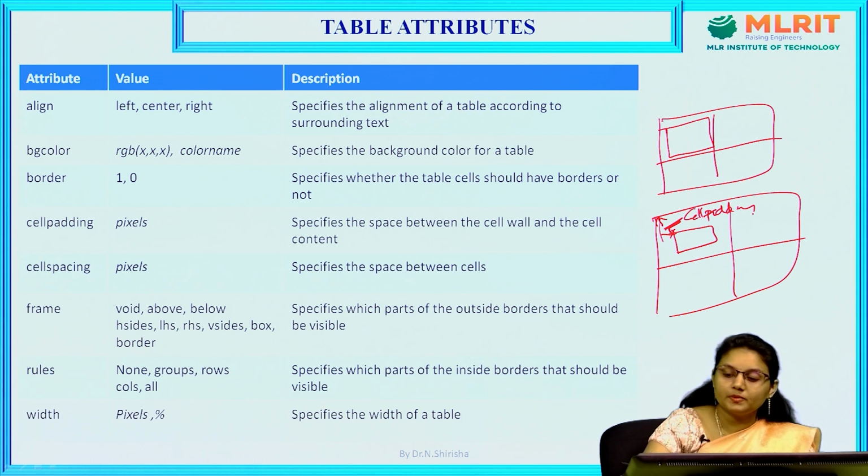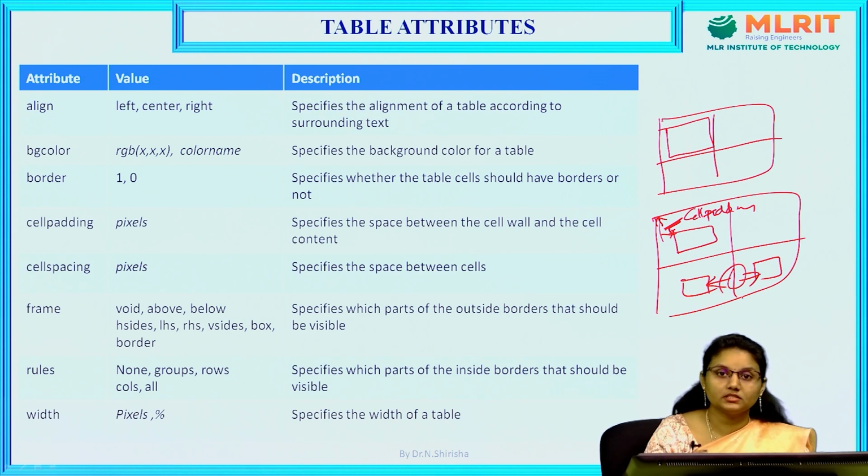Okay, cell spacing. So you have this cell and you have this cell, whatever the spacing is there from cell to cell, that is nothing but the cell spacing. Space between a cell to cell. Cell is nothing but a particular box in a row. Okay, we can call it as a cell.